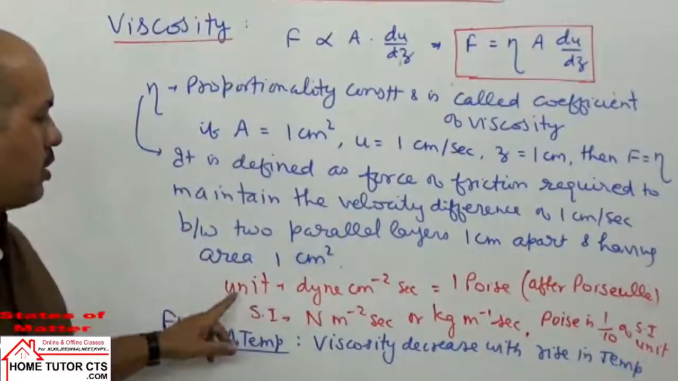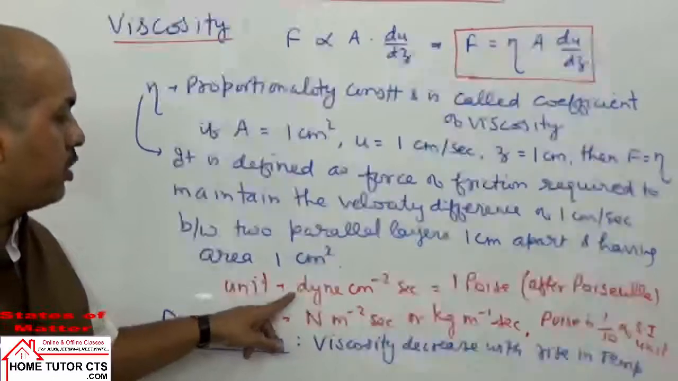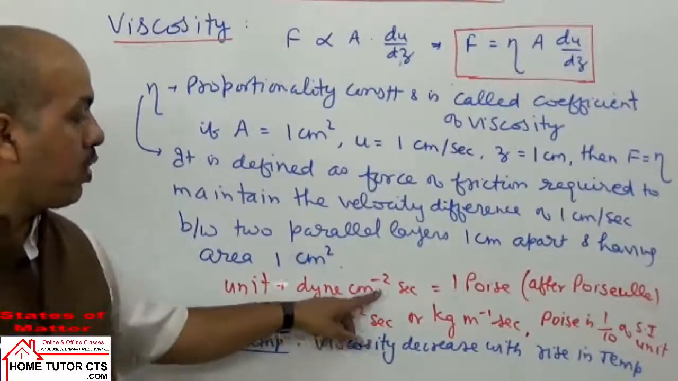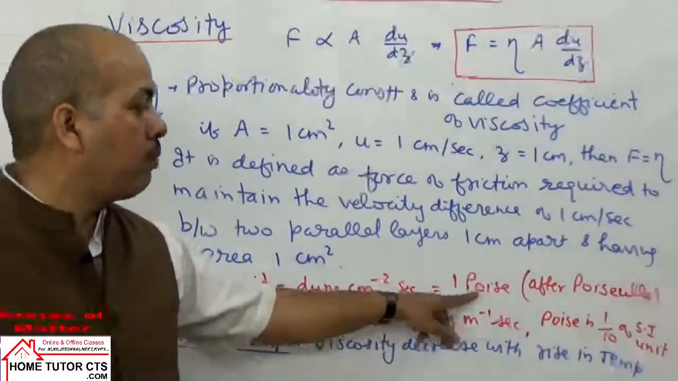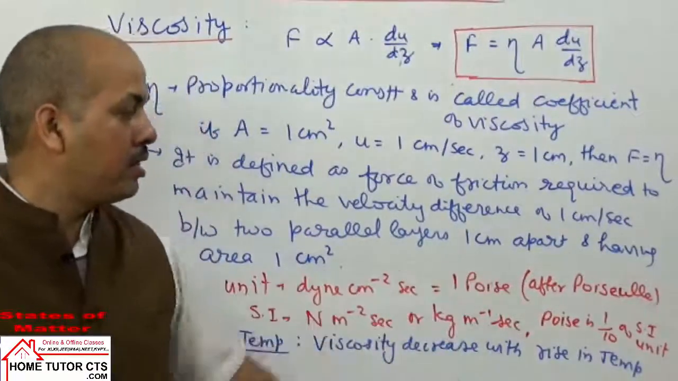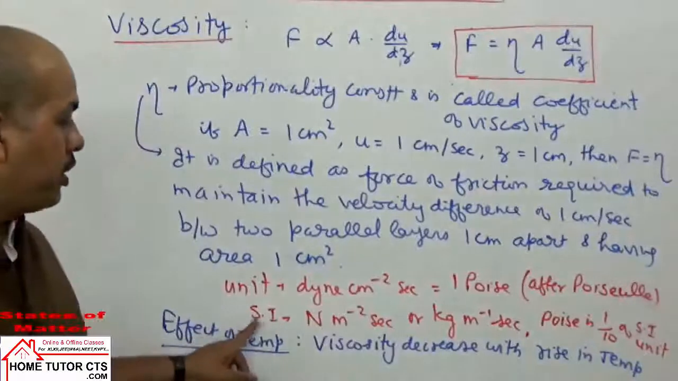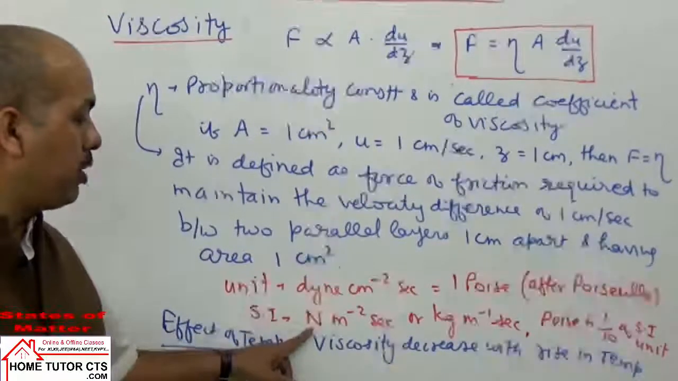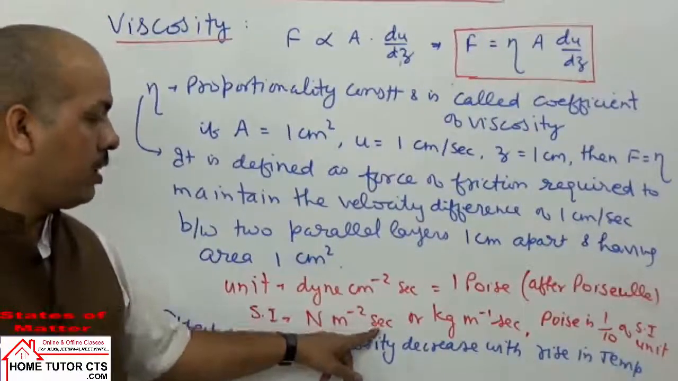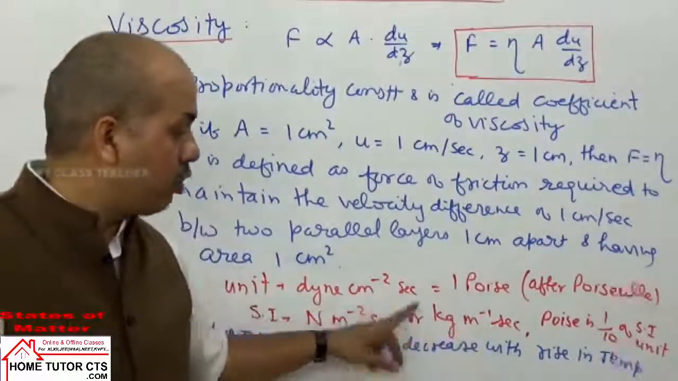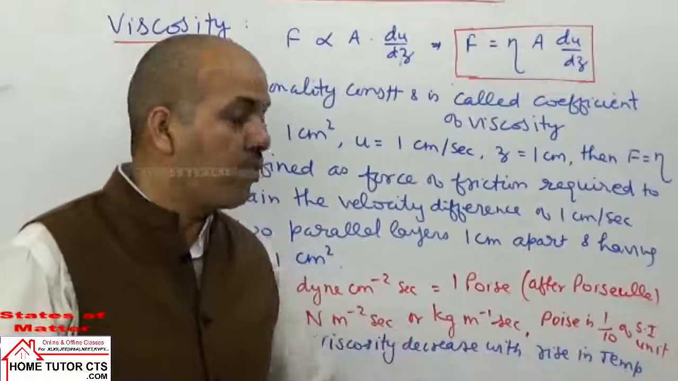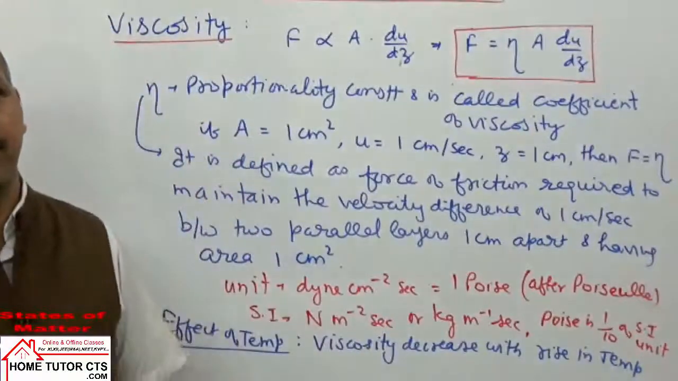It can have what units? In CGS it can be taken as dynes second per centimeter square, or poise. It is named after the scientist Poiseuille. In the SI system its unit is Newton second per meter square, or kg per meter second. What is the relation? Poise is 1/10th of the SI unit.